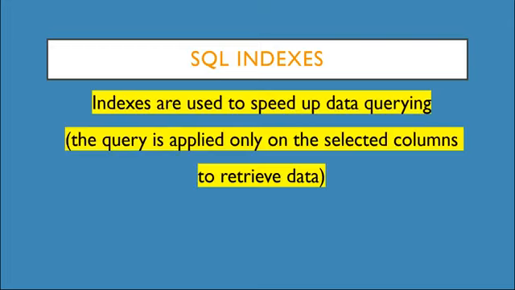Then we have the indexes. Indexes are used to speed up data querying. The query is applied only on the selected columns to retrieve data. For example, if we have a big database and a big table, which has a lot of fields, a lot of columns, you can create an index and select some columns that are mostly used by the data analyst. So by using indexes, you will only retrieve data from the selected columns, and you will gain time because you are not going to analyze all the data set or all the table.